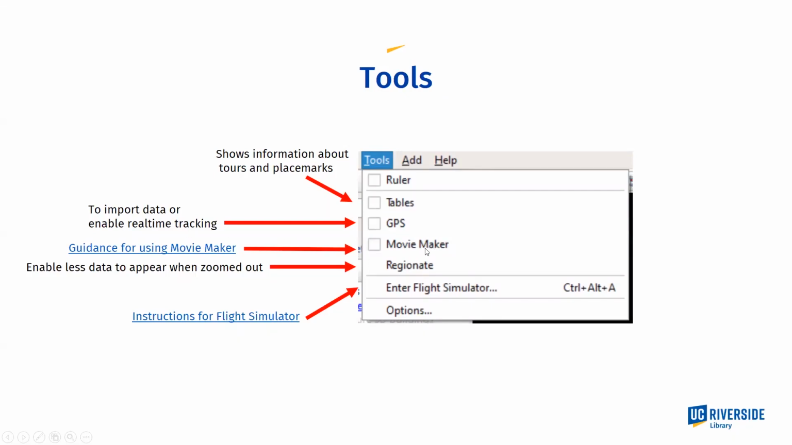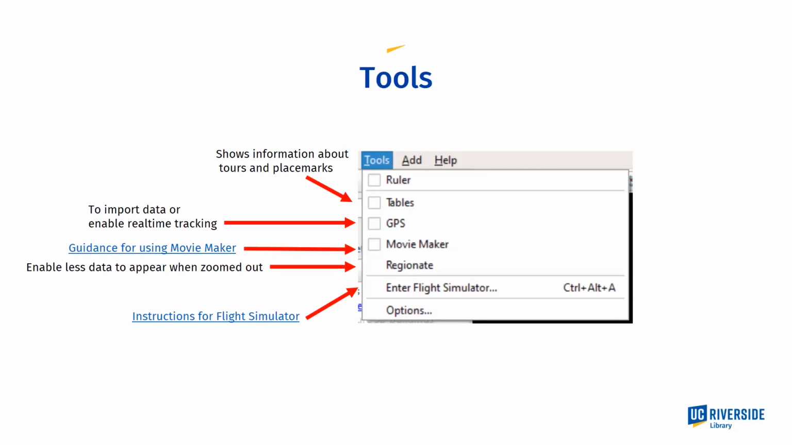Remember I said you can create a tour which will capture the movements between different features on your map, and that's great. And somebody else who has Google Earth Pro can view your tour. But if you want to make it even more accessible, what you can do is use Movie Maker, and that will create an MP4 that can be exported, and then anybody pretty much with a computer can view what you've created as a movie.